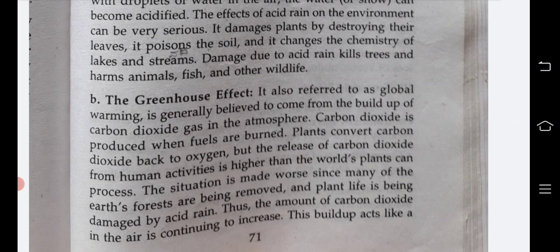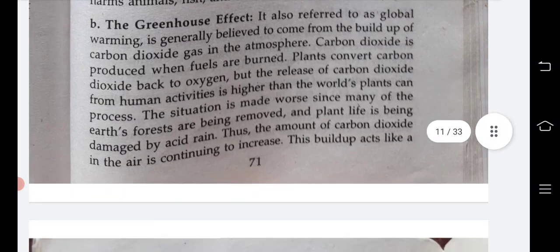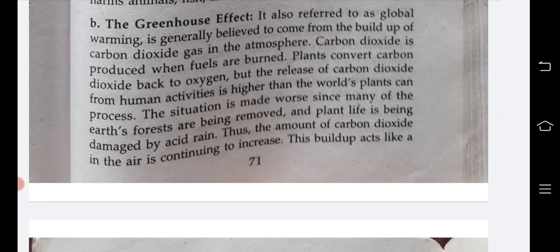world's plants can process. So, even if you have trees, the trees process carbon dioxide and give out oxygen, but because of human activities, because of our industries, because of our vehicles, the amount of carbon dioxide coming out is so big that even the plants cannot convert it into oxygen, as a result of which the amount of carbon dioxide in the atmosphere is very high.